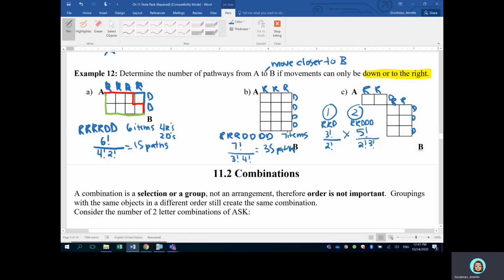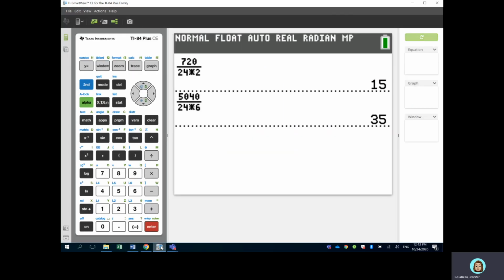So we are going to multiply in between. You can also think of it as the fundamental counting principle: the number of pathways through the first one and the number of pathways through the second one, and then we multiply. So we go ahead and put this into the calculator, put it in that fraction form.